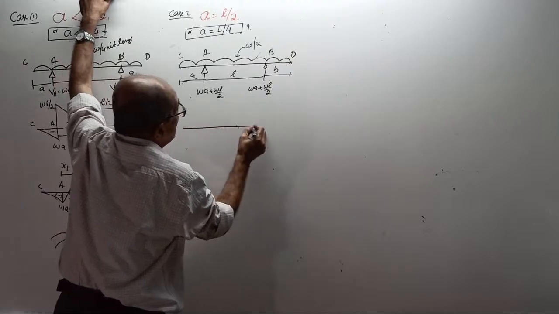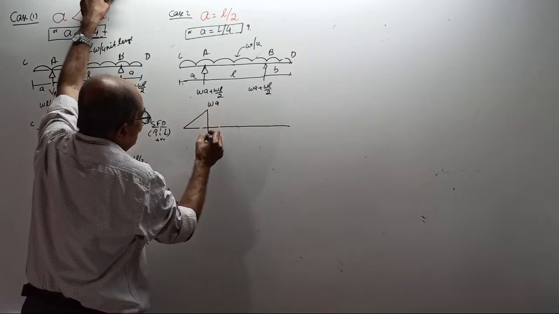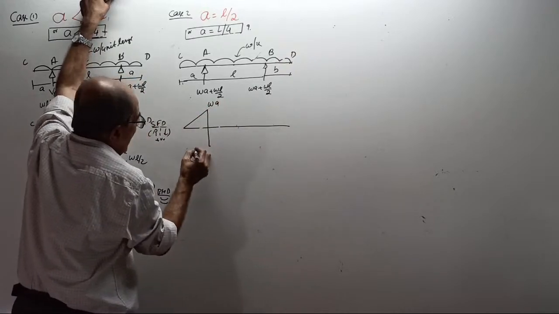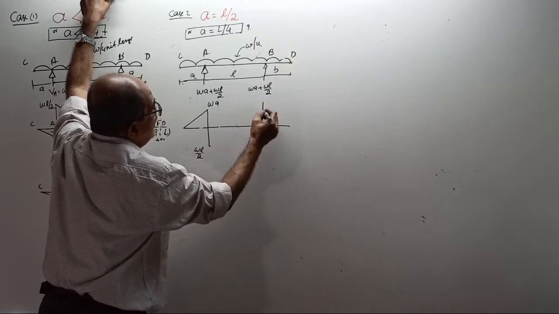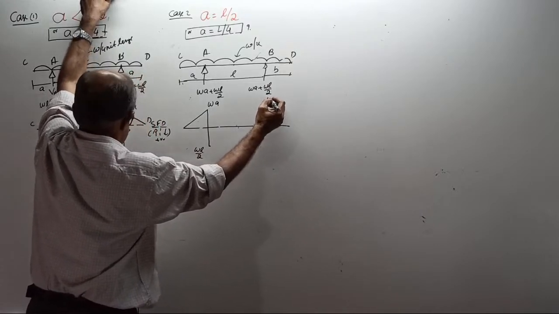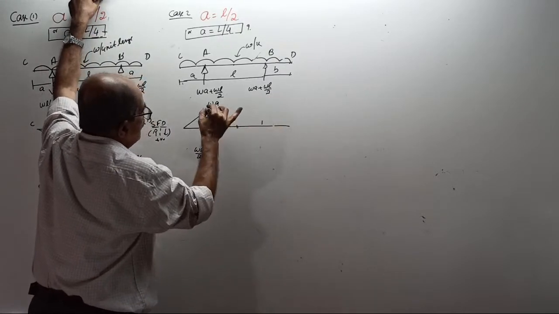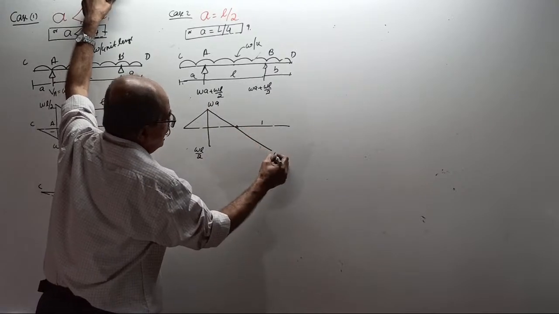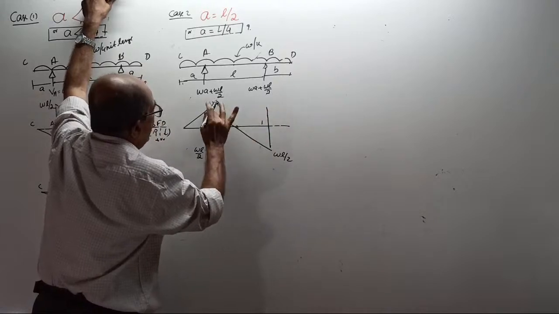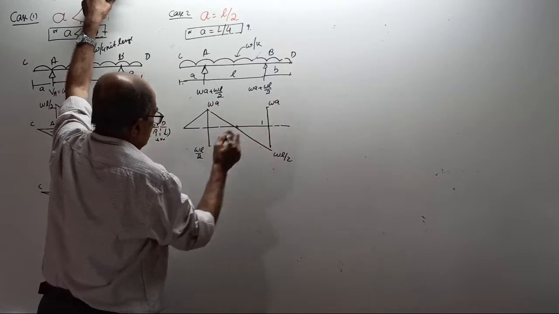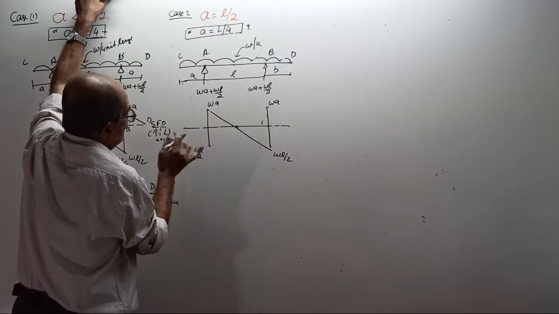Your shearing force diagram will go up by WA, come down here. How much is WA? That much only, WL by 2. Here, go up by WL by 2. This is WL by 2. Here, up by WA, same way. WA.